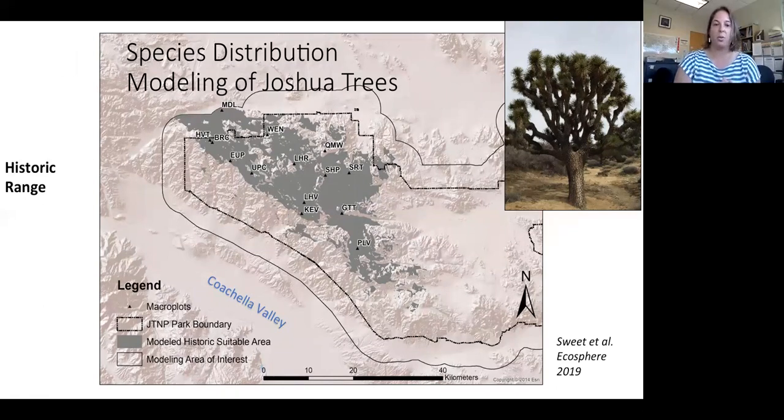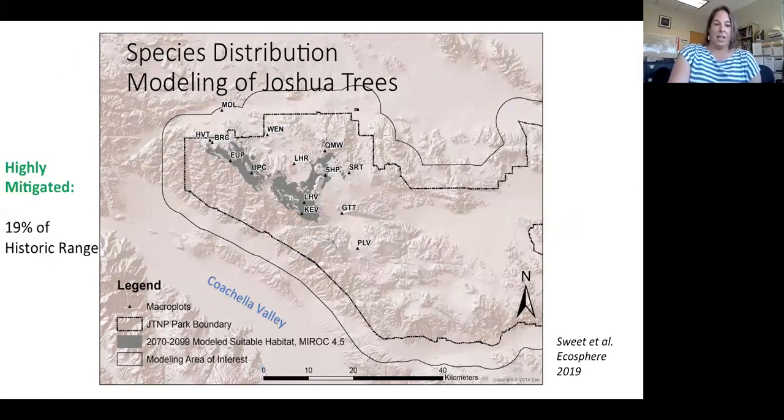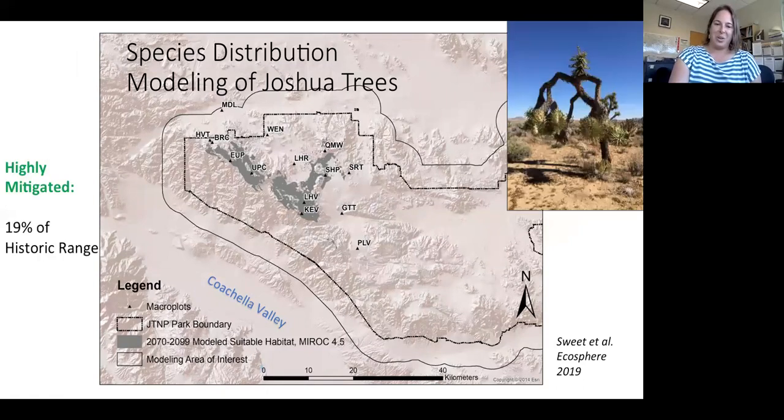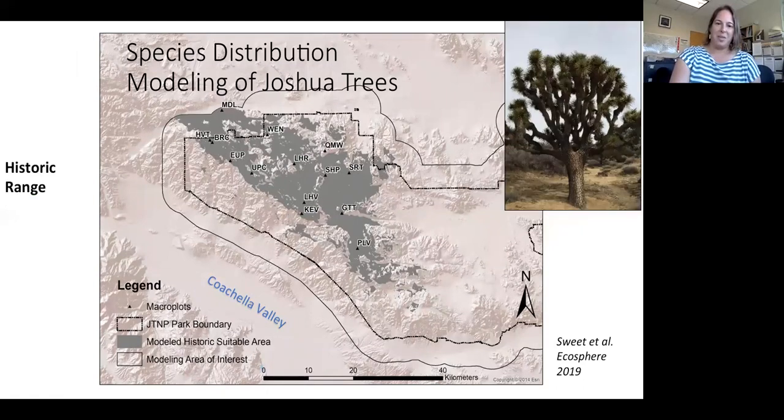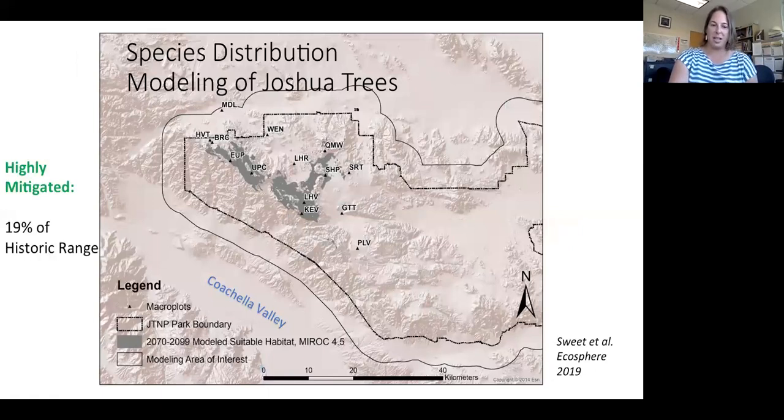So I just took all the point data, matched it with the climate variables, and the model says, okay, this is where it could occur on the landscape right now, as predicted by the model. So this is where we have historically nice, healthy Joshua trees. Then we look at the highly mitigated scenario. So again, we're going from these nice, healthy Joshua trees, a lot of the park, into the highly mitigated scenario. So that's 19%. Only about 20% of the range would be suitable towards end of century.